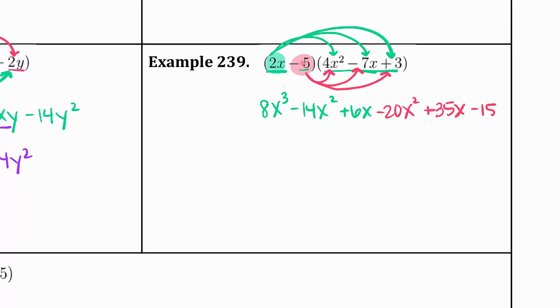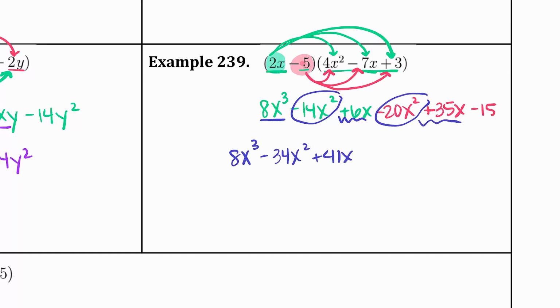Okay, let's combine our like terms. Nothing we can put with this. We can put x squareds together. Negative 14x squared minus 20x squared gives me negative 34x squared. We can put our x's together. 6x and 35x is 41x. And then we've got no other numbers, so just a minus 15 at the end.